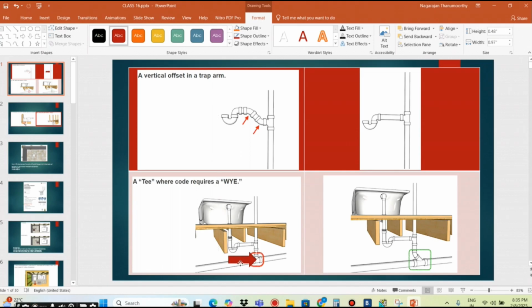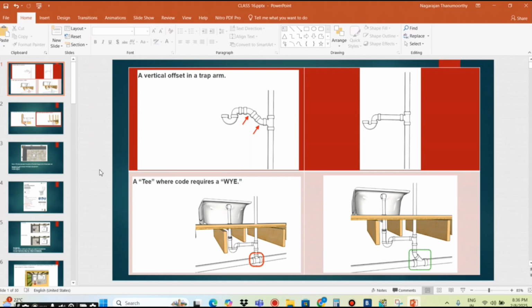Here we have connected like a T. It's like a T, the common header down, and from up we are connecting like a T. So this T is not acceptable. What is acceptable? On the right side you can see we have provided the 45-degree Y pipe, then we have provided the 45-degree elbow. This is the correct way of installation for the plumbing, for the drainage system. So we have to follow this method of installation.